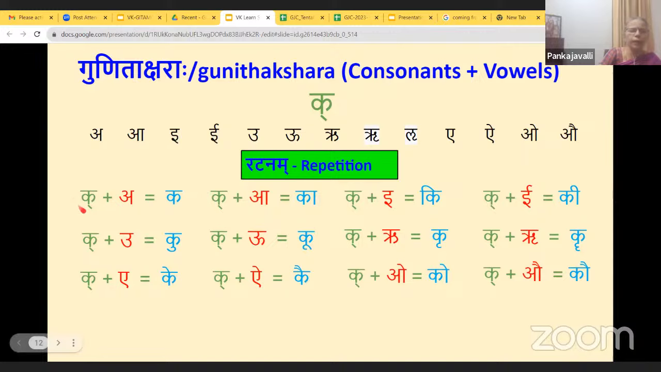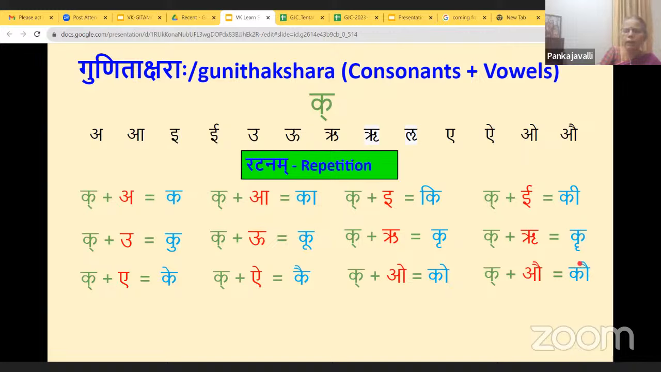So the only observation I want you to make is that when you are adding a swara to a consonant, the downstroke has to disappear. If it is only a, you don't need anything else; just without a downstroke is an a added. For all the other akshara, you see the downstroke is removed and the vowel marks are added: for ka, for ki, for ku, for kr, for ke, for kai, for ko, and for kau. So, this is how you must write.